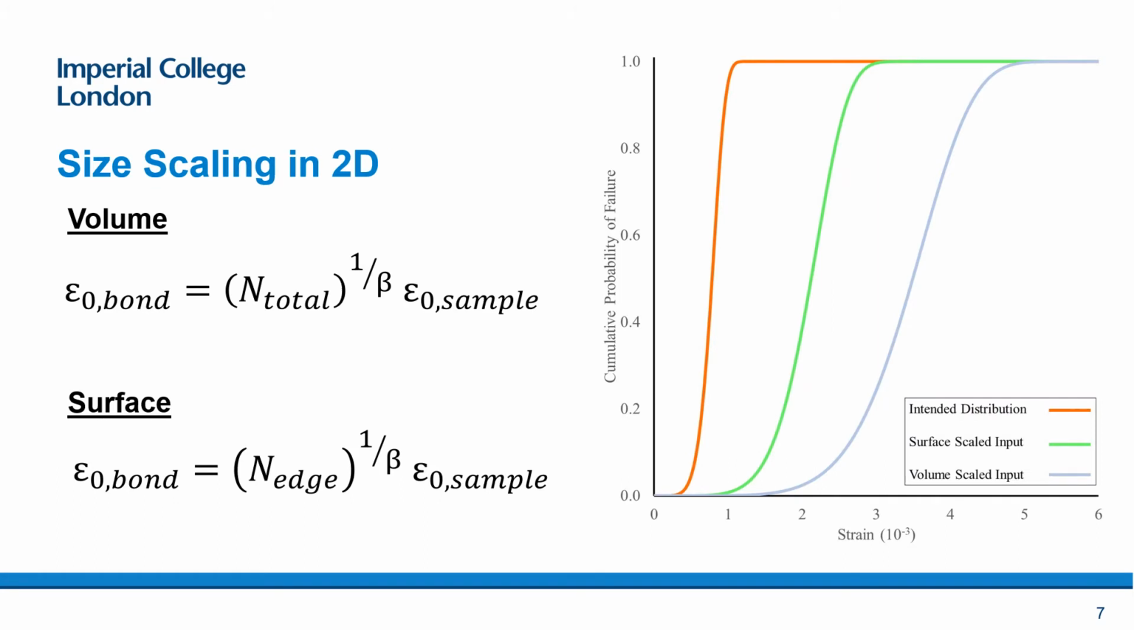So whereas the relative size of two different 1D bodies is easy to determine, it's a bit more complex in 2D.